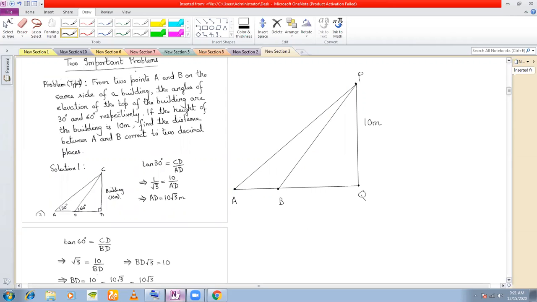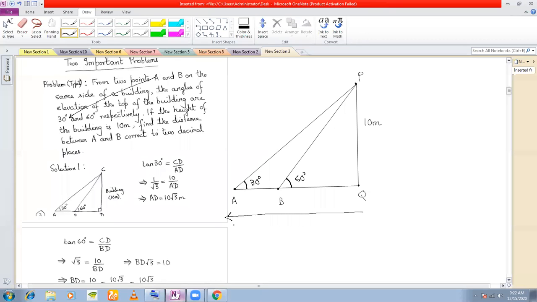From the point A, A corresponds to your 30 degree. So this is your 30 degree, and this is your 60 degree. Now sometimes you will get confused about which angle is 30 degree and which angle is 60 degree. Remember always that the further angle from Q will always be the lower angle. You can remember it this way.